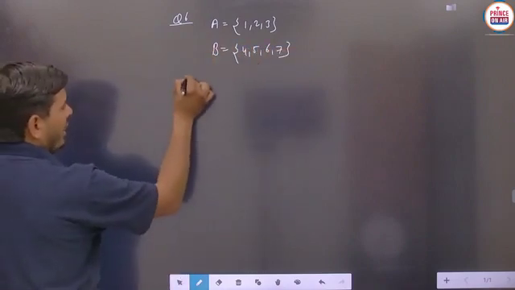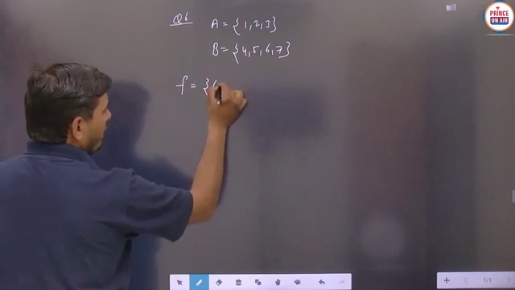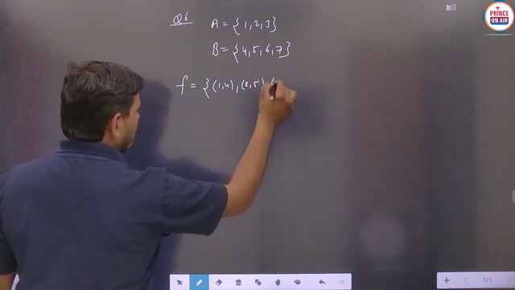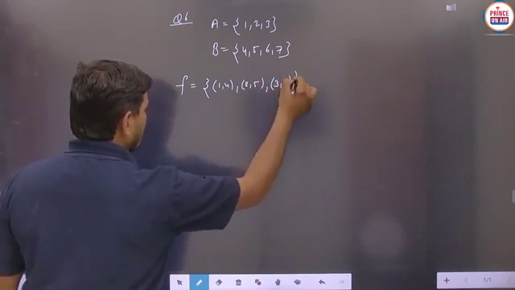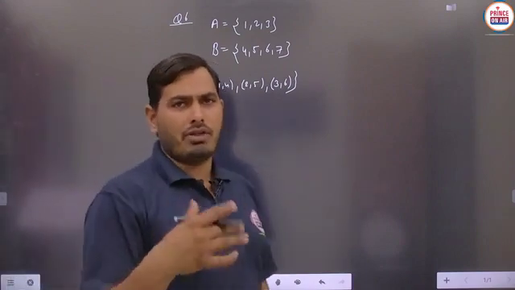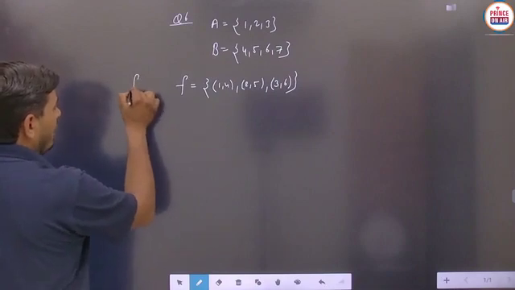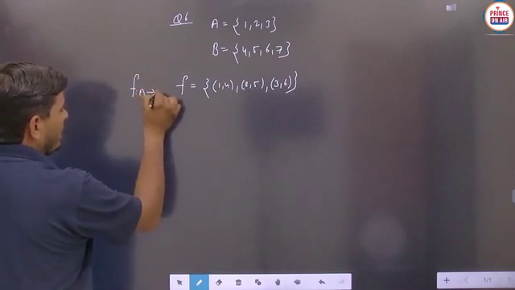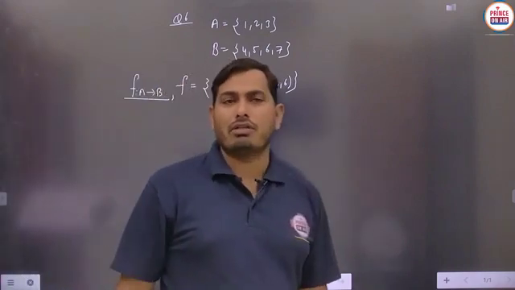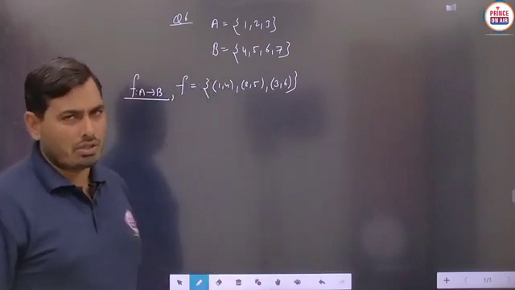And the function f is already defined from A to B as {(1, 4), (2, 5), (3, 6)}. You can check the question from your NCERT. I am just writing the question part here, and after that we will see the solution. This function f is defined from set A to set B. Now we will check whether the given function is one-one or not, onto or not. This is what we have to clarify here.